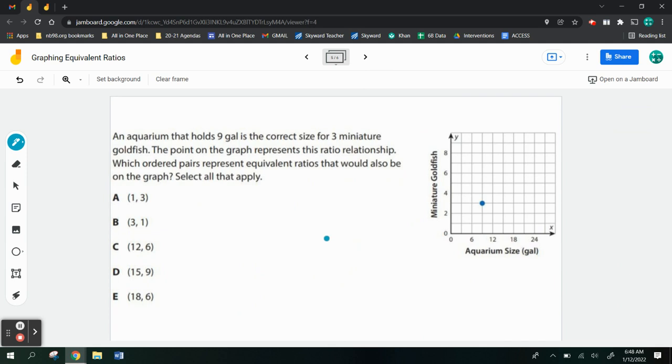Number 4. An aquarium that holds 9 gallons is the correct size for 3 miniature goldfish. The point on the graph represents this ratio relationship. Which ordered pairs represent equivalent ratios that would also be on the graph? Select all that apply.